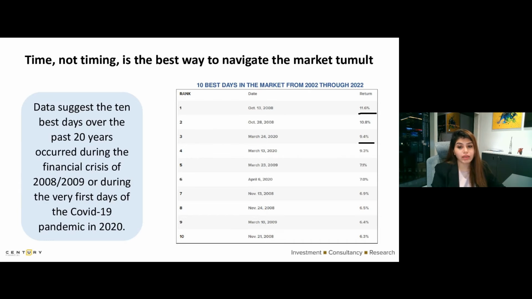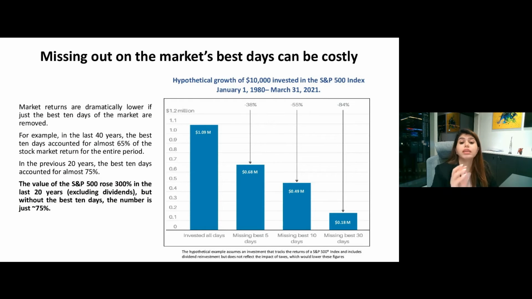And not only that, the key reason I'm sharing this data is that if you were to miss just the 10 best days in the market, it would cost you a lot. For example, in the last 40 years, the best 10 days accounted for almost 65% of the stock market return. In the previous 20 years, the best 10 days accounted for almost 75% of your returns.